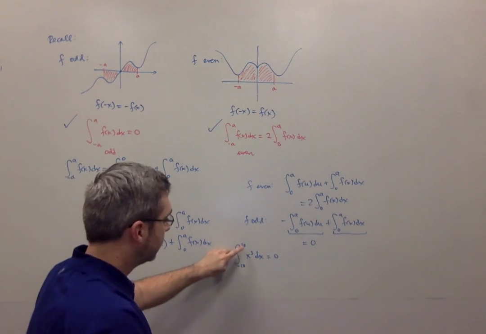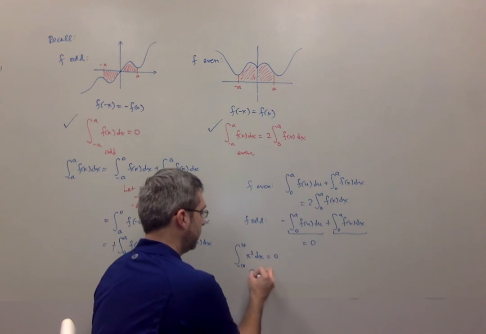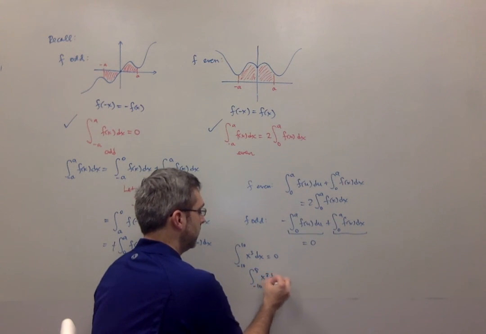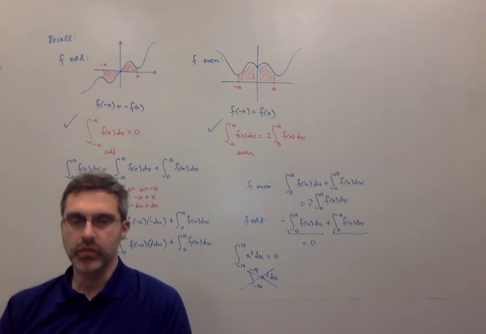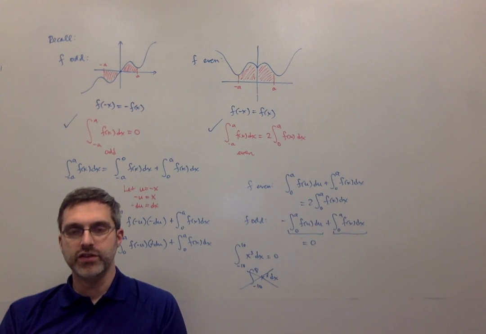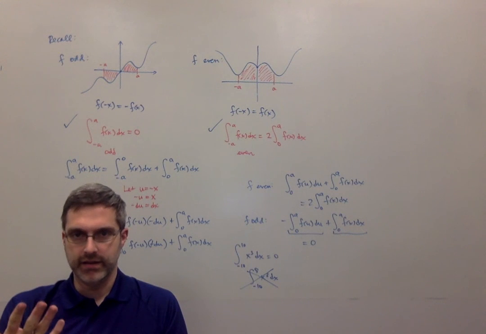It's critical, though, that these numbers are negatives of each other. You can't go from like negative 10 to 8. This doesn't talk about that at all. Okay. It's also critical that the function's either even or odd. If it's neither, then you're stuck and you can't do anything. Okay.